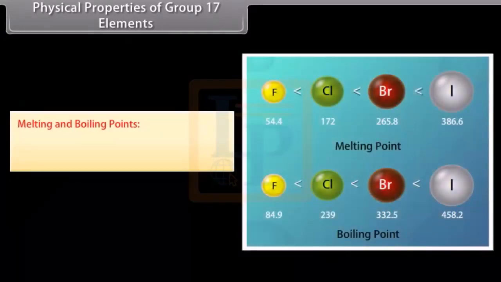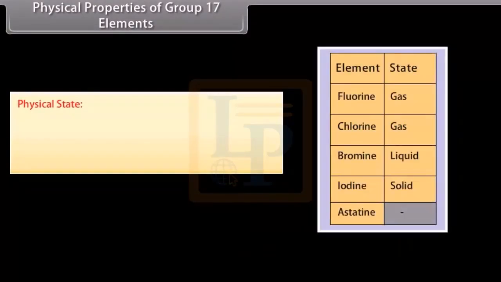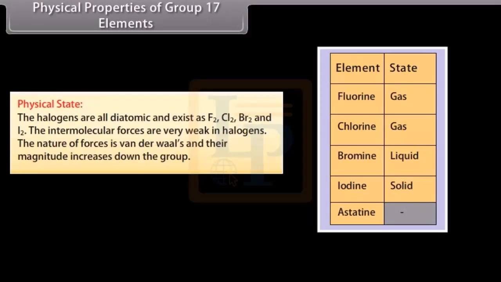Physical properties of group 17 elements. Melting and boiling points. Melting and boiling points increase with increase in atomic number. This indicates that the strength of intermolecular forces of attraction between the molecules increases with the increase in atomic number. Physical state. The halogens are all diatomic and exist as F2, Cl2, Br2 and I2.